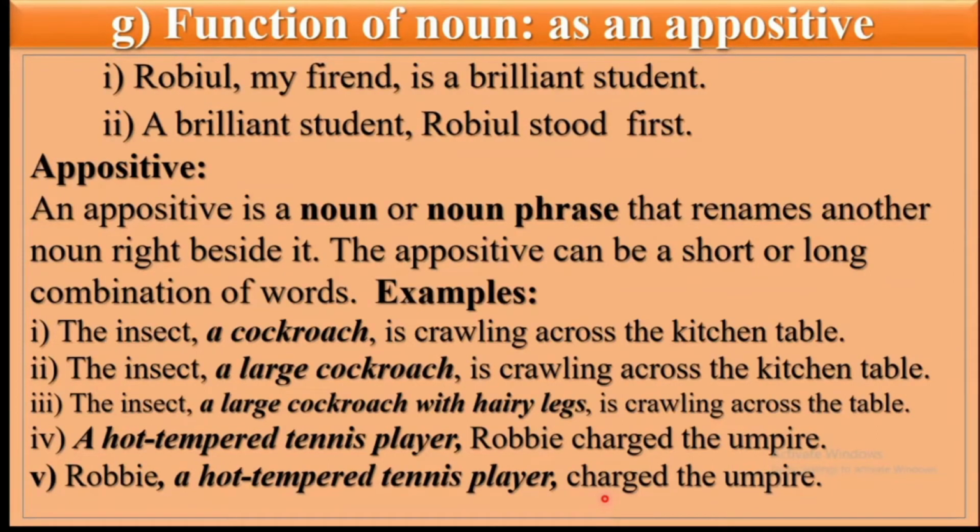Robiul, my friend, is a brilliant student. The first word in the sentence, Robiul, is the subject and it is a noun, and the phrase my friend is renaming Robiul. A brilliant student, Robiul stood first. In the sentence, a brilliant student is the subject, and Robiul is renaming a brilliant student.